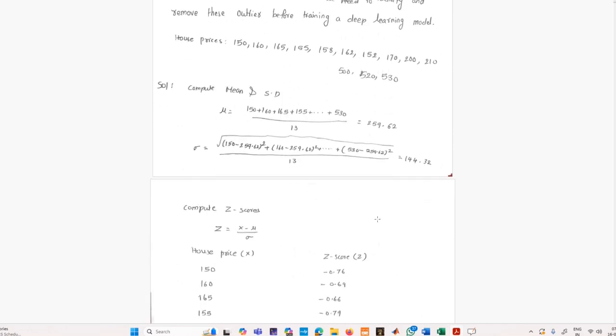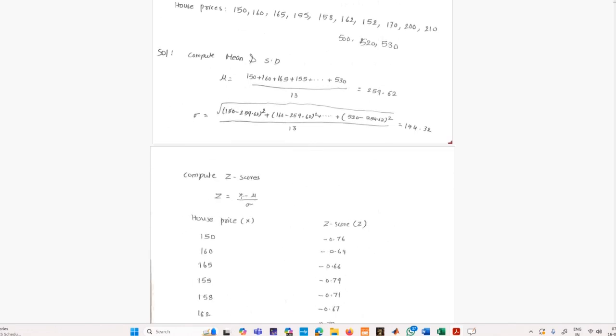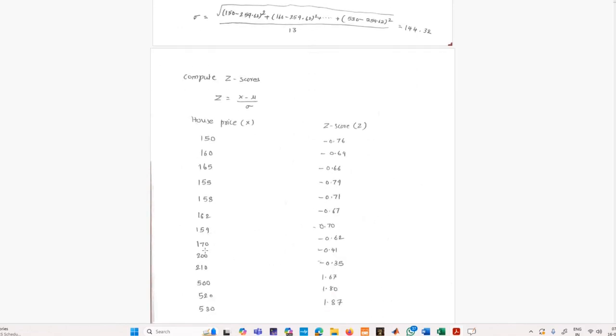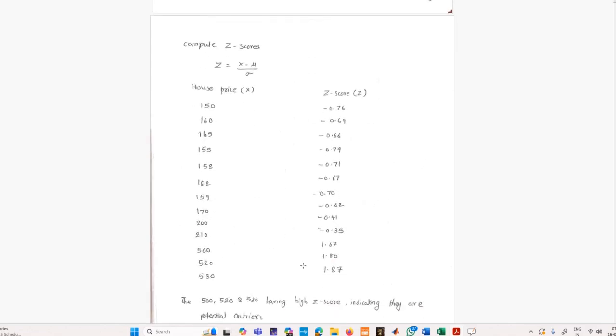So I am computing the z-score for each price. If I compute 150 minus 259.62 by 144.32, you will get minus 0.76. Like this, I have computed all the samples. If you compare, almost all the z-scores are negative, but for the three samples, which we already discussed are far away from the rest of the data, we got 1.67.